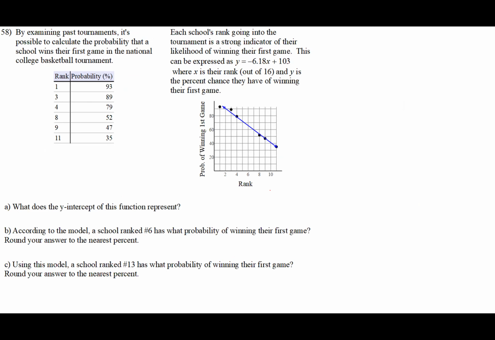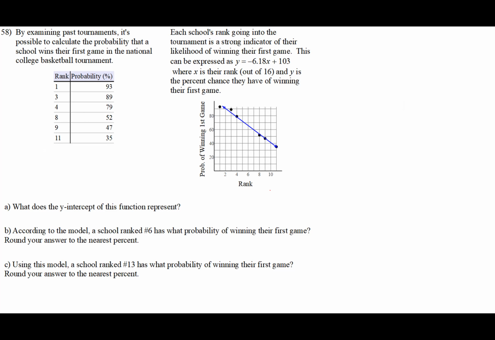Let's take a look at number 58. Here, it's possible to calculate the probability that a school wins their first game in the National College Basketball Tournament. I have the rankings of some schools. I see the schools that ranked first place, third, fourth, eighth, ninth, and 11th, and I see the probability that they will win the first game. Now, question A says, what does the y-intercept of this function represent?